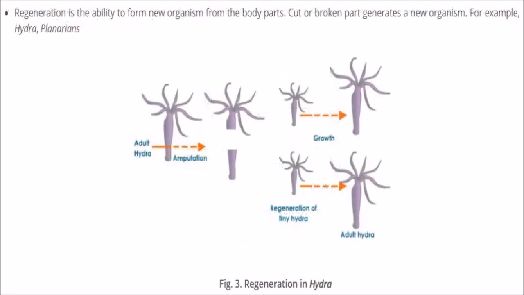Regeneration. Now regeneration is the ability to form new organisms from the body parts. See, this is an adult hydra. So it will amputate itself. So there will be a body part, or you can say cut or broken body parts, and they will generate a new organism. This is a new organism, and they'll grow into adult hydra. This is the regeneration of hydra. Also, planarians show regeneration.